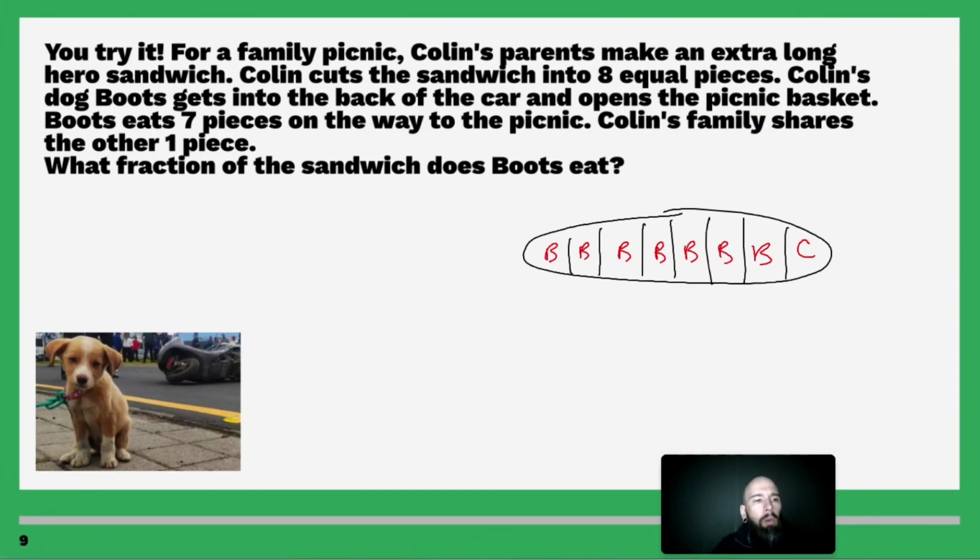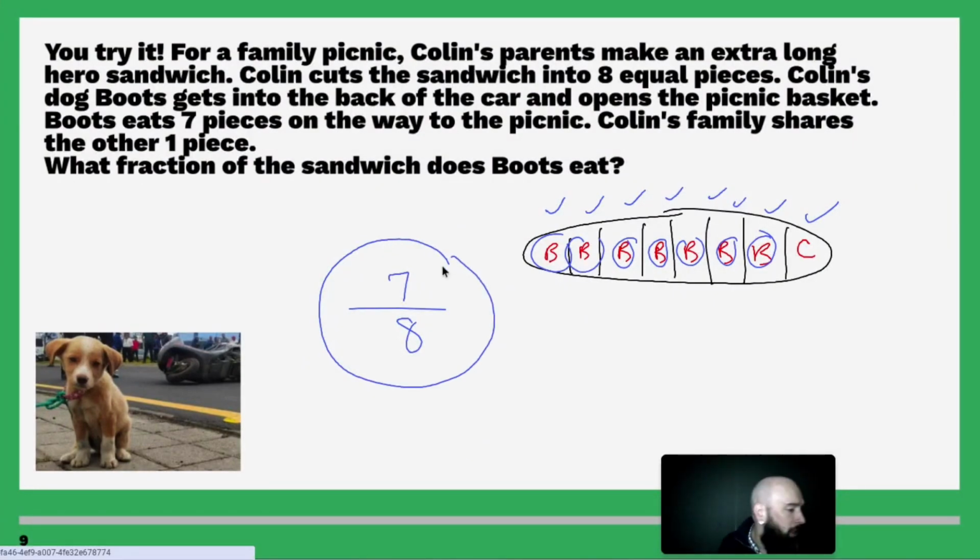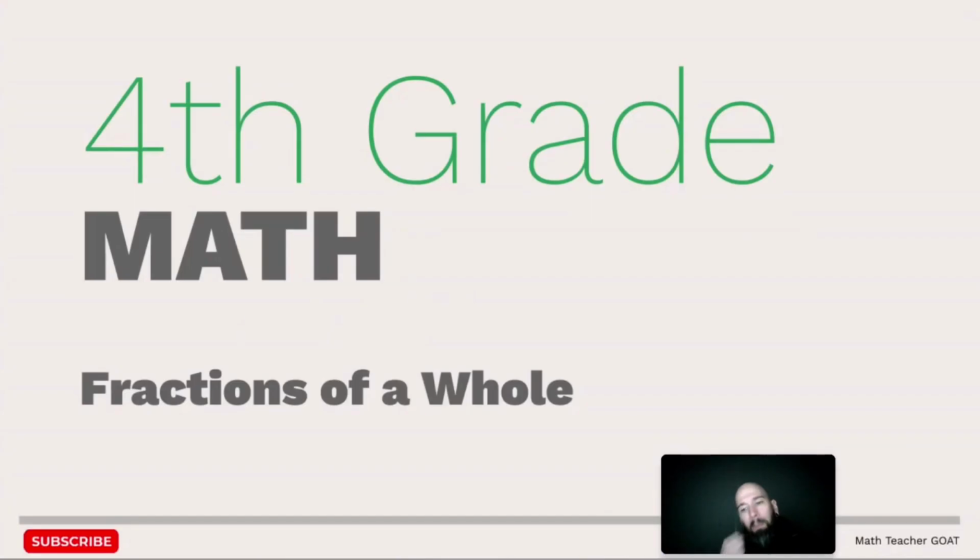Well, there's a total of 1, 2, 3, 4, 5, 6, 7, 8. And Boots ate 1, 2, 3, 4, 5, 6, 7 of them. So Boots ate 7/8 of that sandwich. Holy cow, Boots. Boots, you little stinker. Does it look like a little doggy like that would ever eat 7 pieces of a sandwich? I don't think so. But he did. And we're done.